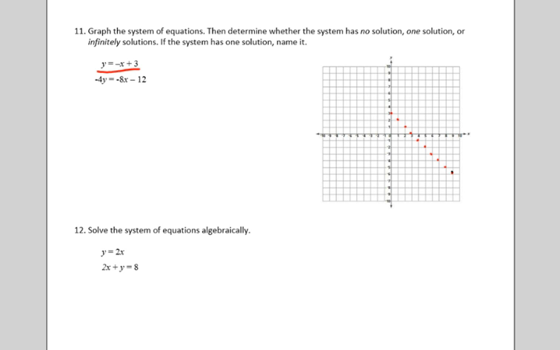So I'm going to use one of these lines here to be exact. I'm going to make this red, and we're going to label it y equals negative x plus 3. The other equation, I need to divide by negative 4 to get y by itself. So y equals 2x plus 3. Crosses at positive 3, up 2 over 1. I graph that one.